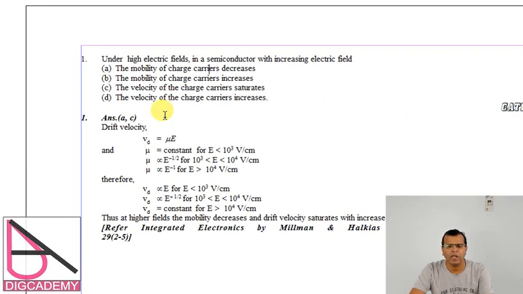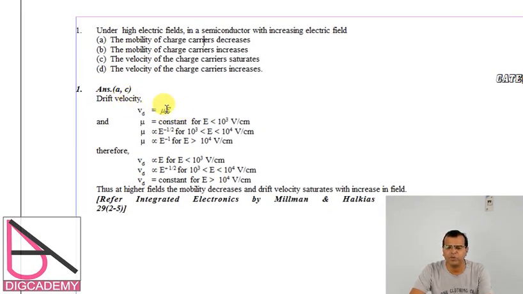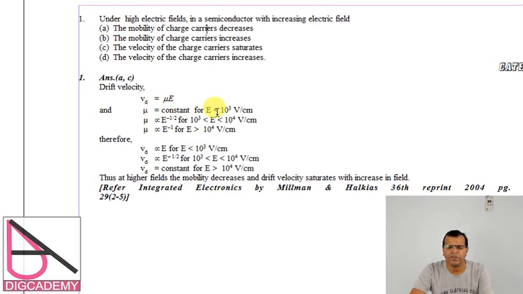Under high electric fields in semiconductors, with an increase in electric field intensity, what is the effect on the drift velocity and mobility? So let us see. Drift velocity Vd is mu into E. We know mu is constant for E less than 10 to the power 3 volt per centimeter. I have given you the variation of mu versus E. So by putting this relationship, mu is given for this range, so we get Vd proportional to E because mu was constant here. Then for this range, it comes out to be proportional to root of E, and for E greater than 10 to the power 4 volt per centimeter, Vd comes out to be constant.